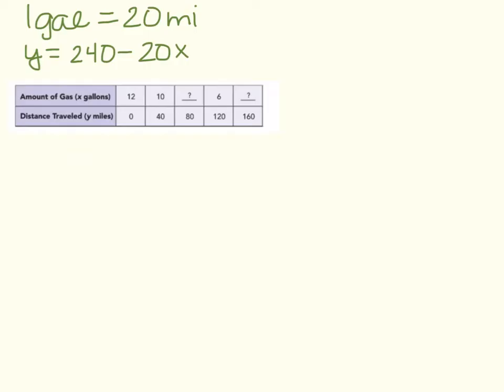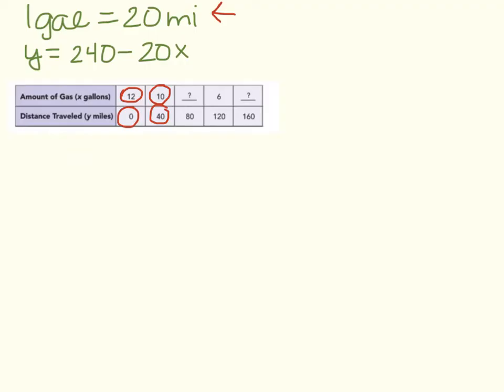We can see that if we have 12 gallons of gas in our tank, we've gone 0 miles. The capacity of our gas tank is 12 gallons. So when it's full, when we've gone 0 miles, we've got 12 gallons of gas. If we have used 2 gallons of gas, meaning we have 10 gallons left, that means we've traveled 40 miles, correct? Because 1 gallon of gas is consumed for every 20 miles that we travel.